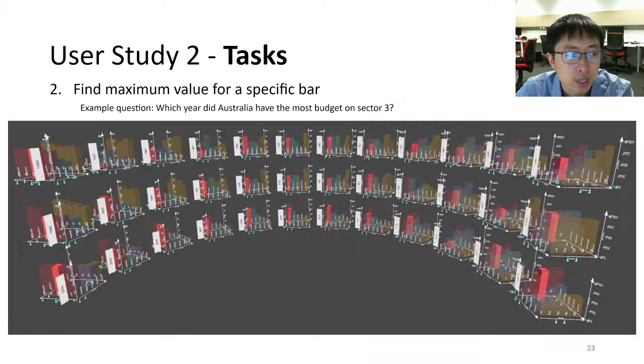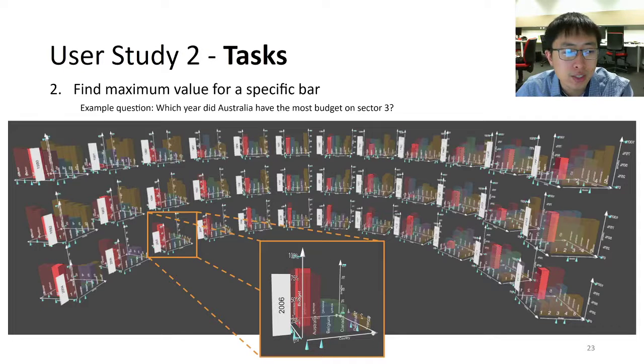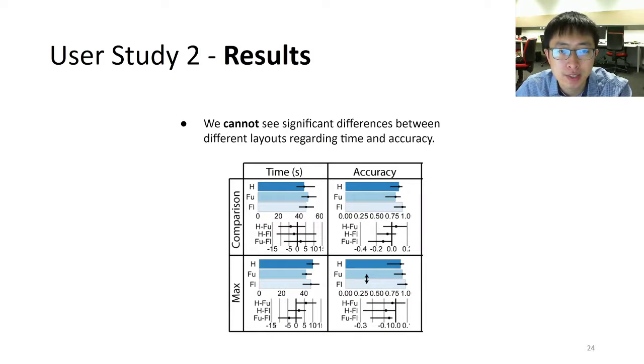The second task we designed is finding maximum value for a specific bar. The example question is, which year did Australia have most budget on Sector 3? So users will highlight the Sector 3 and then highlight the Australia. And the only thing they need is to compare the height of the red bar. We use the same statistical method and take the same measures as in study 1.